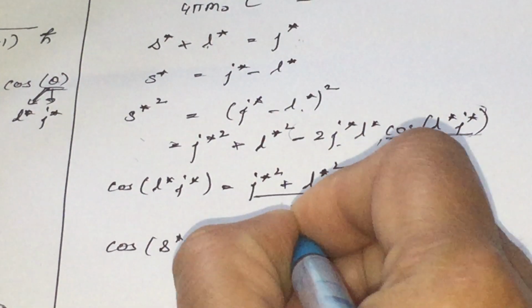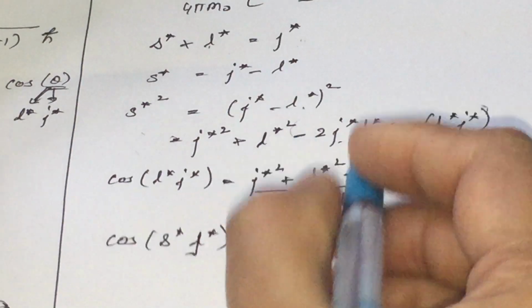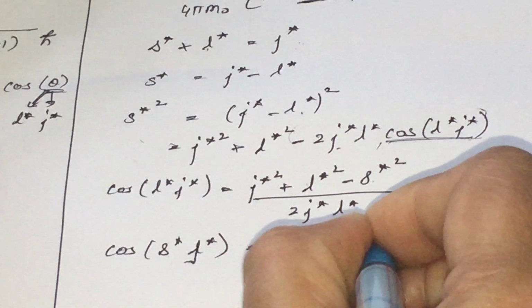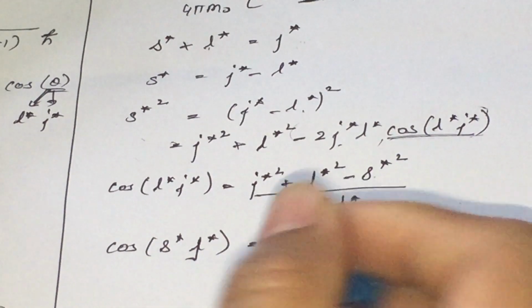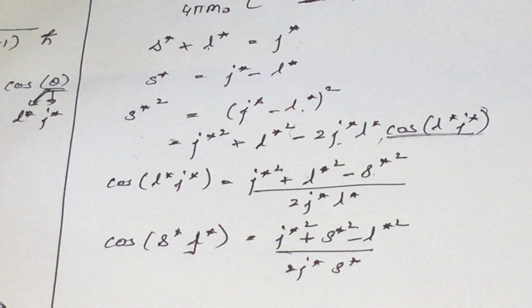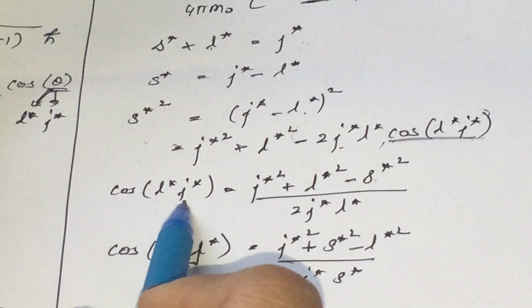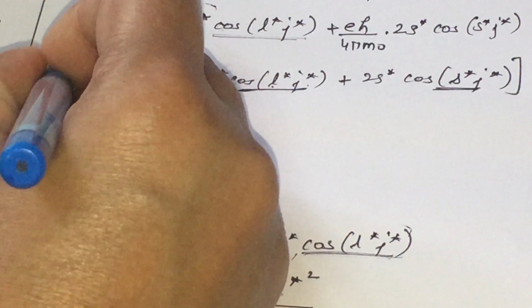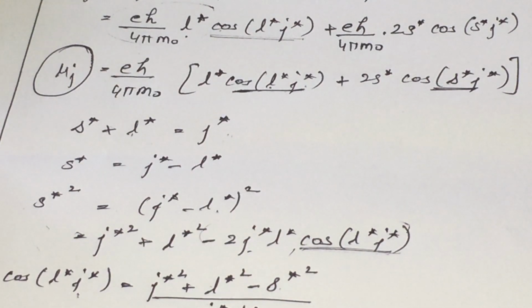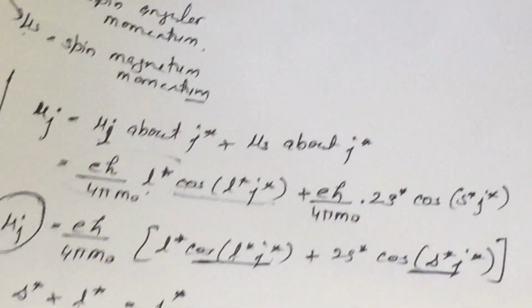You will have J star square, and now you will replace L with S, then you will get J star square plus S star square minus L star square divided by 2 J star and S star. Now we will substitute these two values in our relation where we are finding out our total magnetic momentum or total magnetic field produced by our atom in this case.